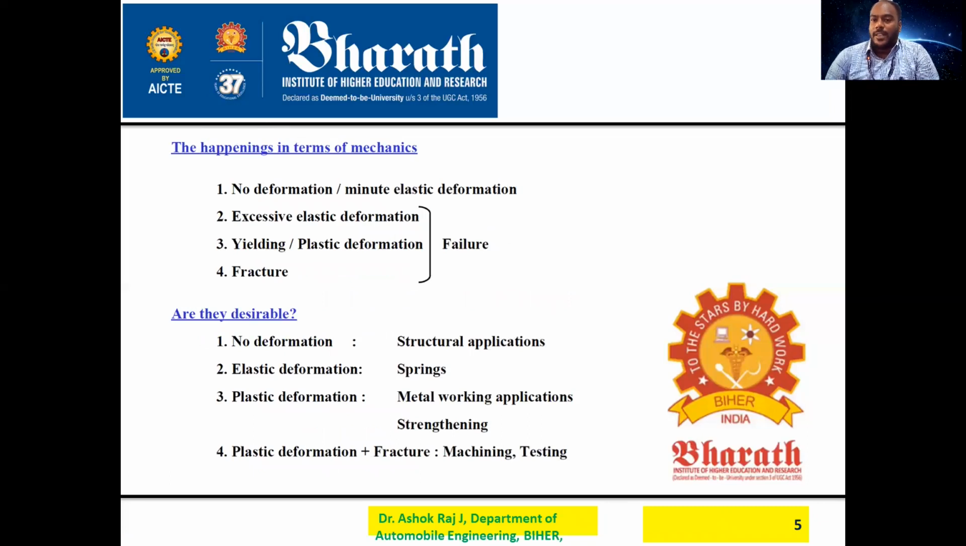So the happenings in terms of mechanics, there are different mechanisms. No deformation, and we need elastic deformation. Say, for example, if you take a rubber band, you can play with it, and if you leave it, it will come back to the original position without any failure. That is no permanent deformation, which we call elastic deformation.